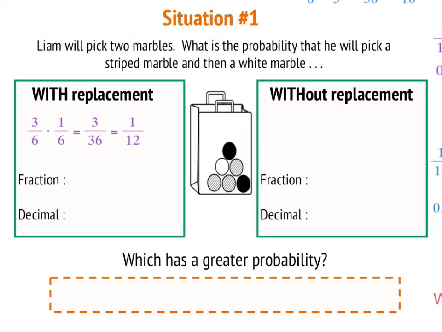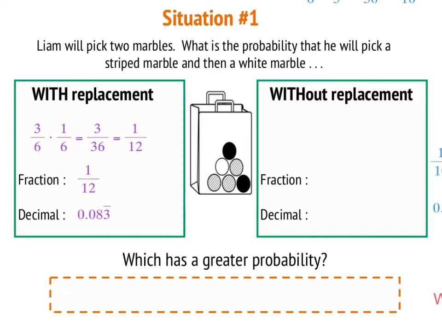That time there's going to be 3 striped marbles, so 3 out of 6. So when I put that down, I've got 3 out of the 6 are striped, 1 out of the 6 is white. 3 times 1 is 3, 6 times 6 is 36, and then I can reduce my fraction because remember I want it in simplest form, so my fraction reduces to 1/12. I'm also going to write my probability as a decimal because it's a lot easier to compare decimals than it is to compare fractions. So I'm going to convert my fraction into a decimal, dividing the top by the bottom, or dividing the numerator by the denominator. And when I do this, I end up getting 0.083 repeating. So that's the probability for with replacement.